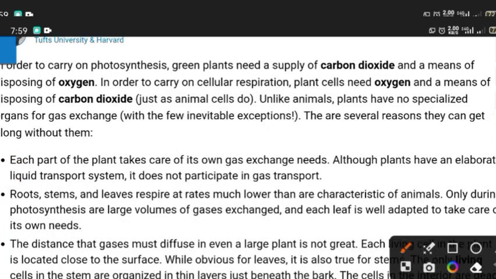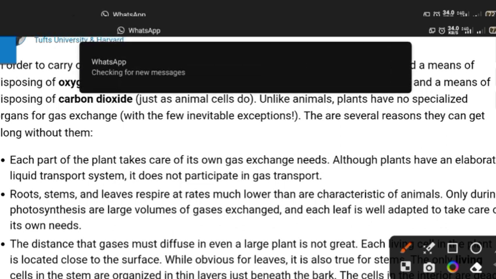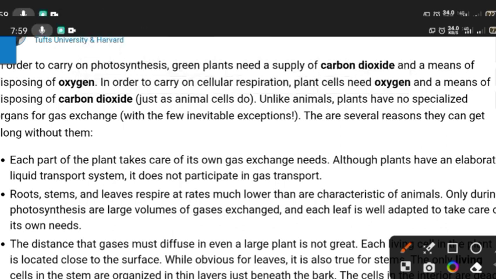Hi friends, today our topic is about the gaseous exchange in plants. For gaseous exchange, there are two processes in the plants which require the gases to complete. One is photosynthesis, the other is cell respiration.